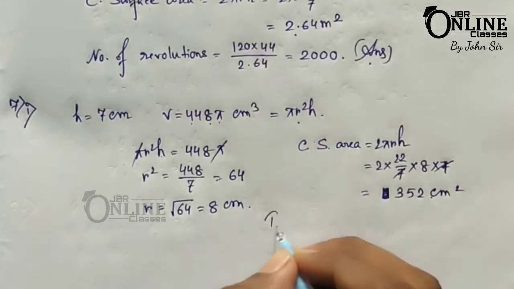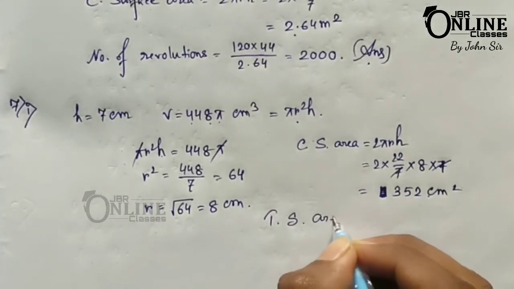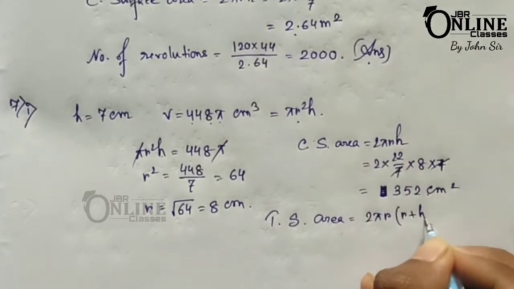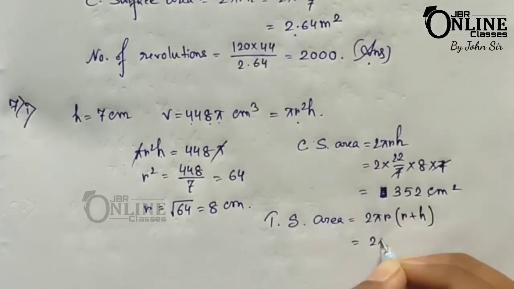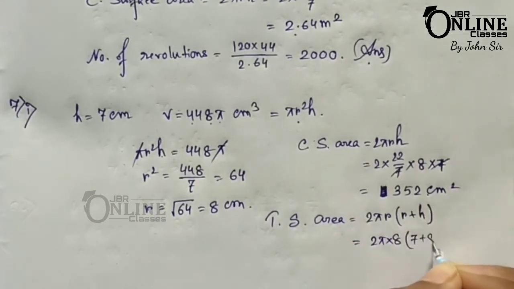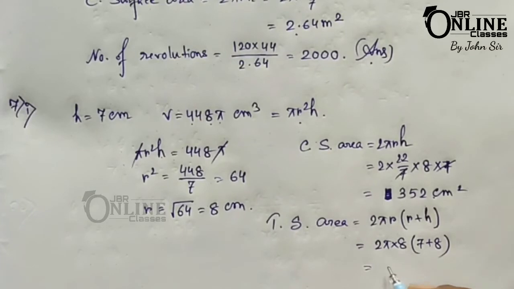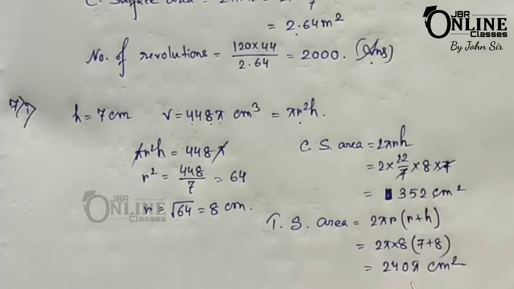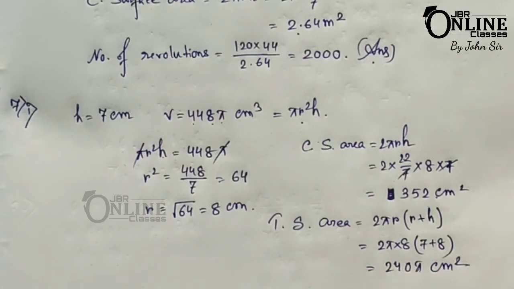Now you have to find out the total surface area. So the total surface area equals the formula 2 pi R into R plus H. So that equals 2 pi into 8 into 7 plus 8 and then finally you will get 240 pi centimeter square. So 240 pi centimeter square is the total surface area.